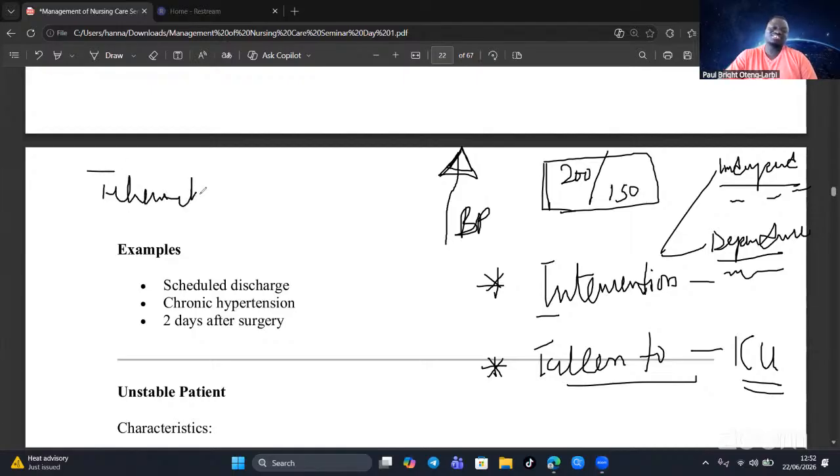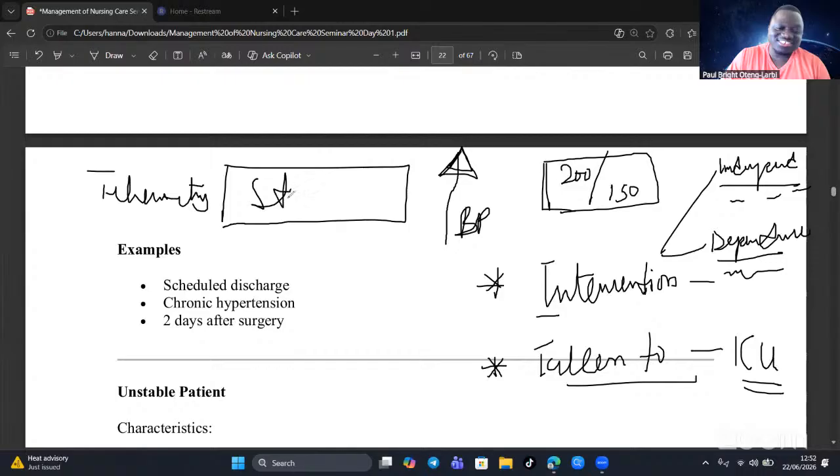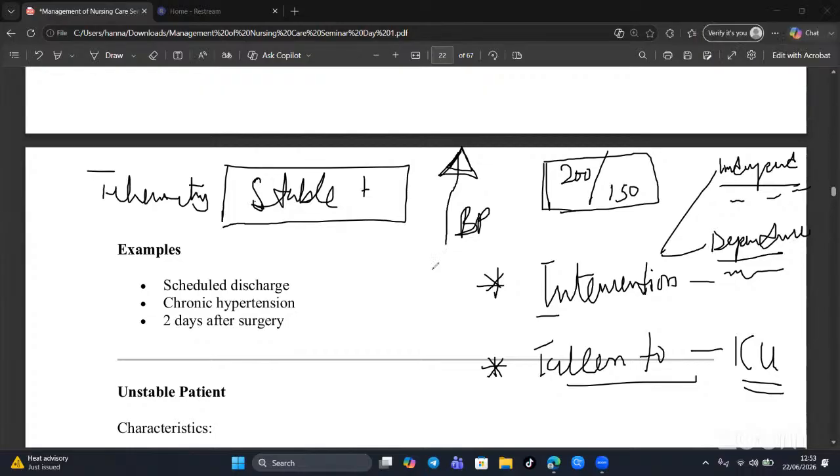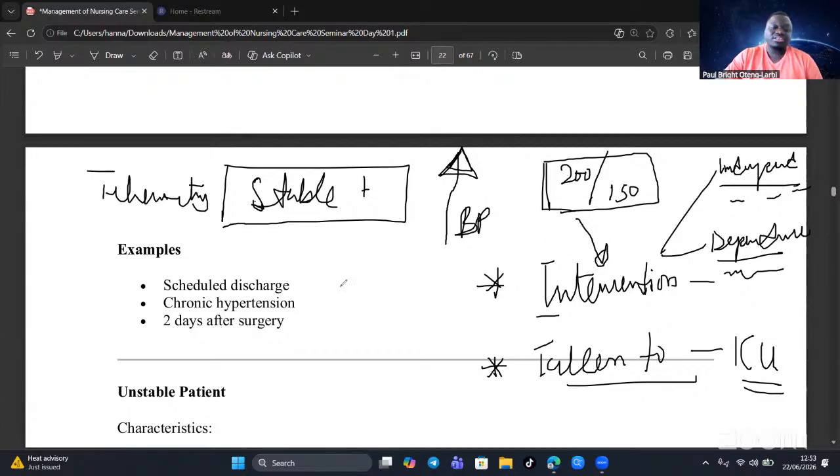Let me tell you something about telemetry units. Telemetry units look after what? Stable patients. A patient has come with a pacemaker. Patient has come with stable conditions, chronic conditions, but we want to monitor them. Okay, we keep them on telemetry. But when their dynamics change, blood pressure is shooting up, it's not dropping down, let's take the patient to ICU and put the patient on a nicardipine drip.